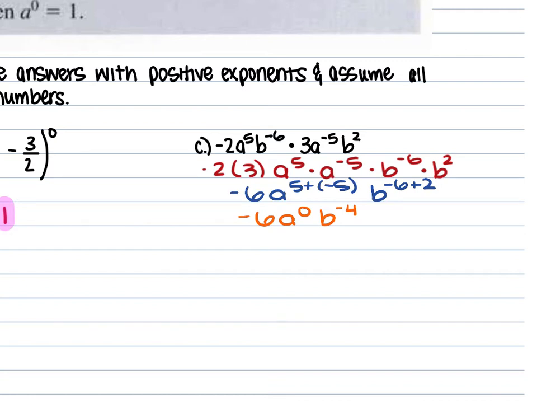So if I simplify these, that a to the power of 0 is a 1, so it cancels out. That negative 6 will stay on top. That b to the negative 4 goes to the bottom to turn that negative 4 into a positive 4. So we just have negative 6 over b to the 4th power.